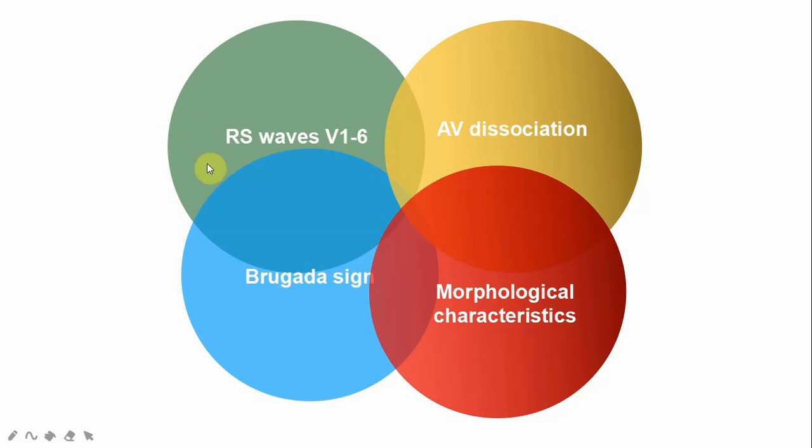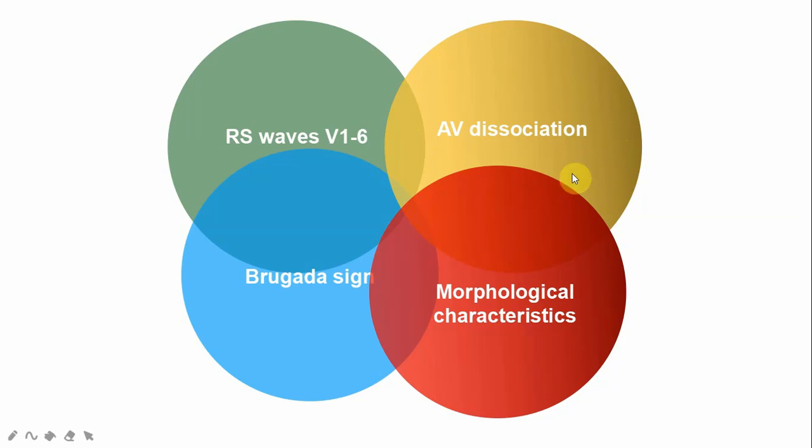The first step is the absence of the RS waves in the precordial leads. If this criteria is fulfilled, the ECG is VT. If not, then we will go to the second step. The second step is the Brugada sign. If the distance between the beginning of the R wave and the nadir of the S wave is more than 100 milliseconds, that is called the Brugada sign. If the Brugada sign is present, the ECG is VT. If the Brugada sign is absent, we will go to the next step, which is atrioventricular dissociation.